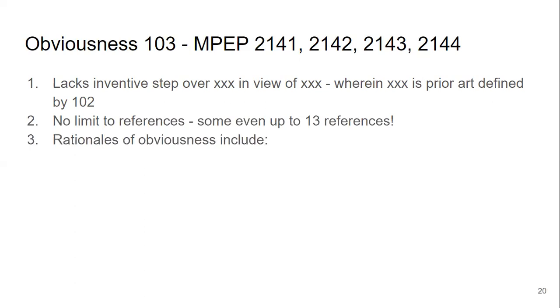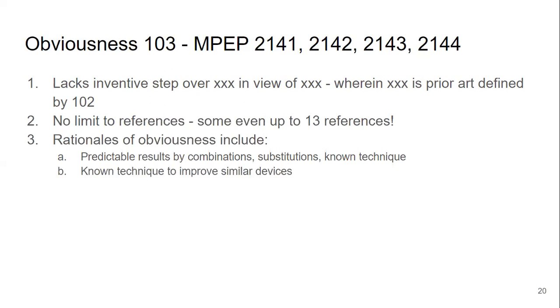So some examples of rationales of obviousness include predictable results by combinations, substitutions, known techniques, a known technique to improve similar devices. So, even though the device here is similar, this is a known technique and this device is not unique enough, it's just not distinct enough to be its own thing. If the combination was obvious to try with a reasonable expectation of success.